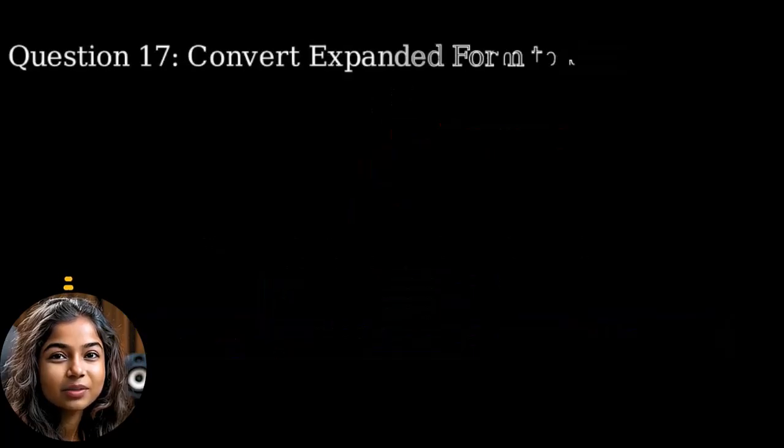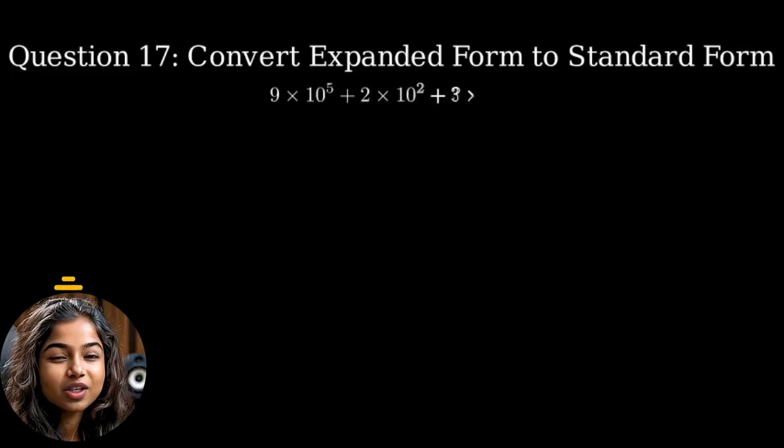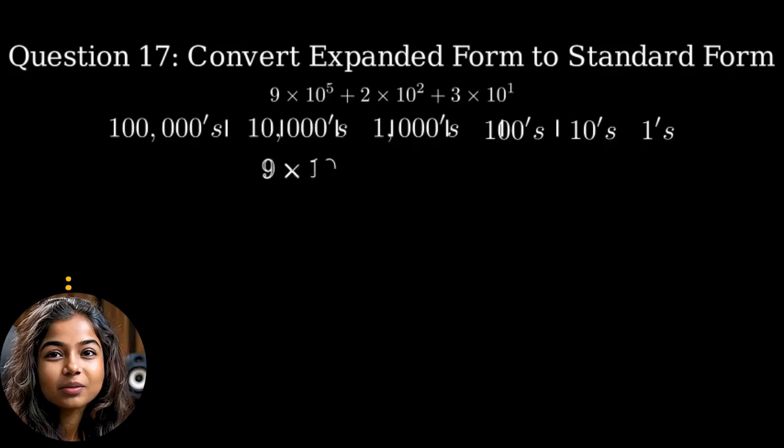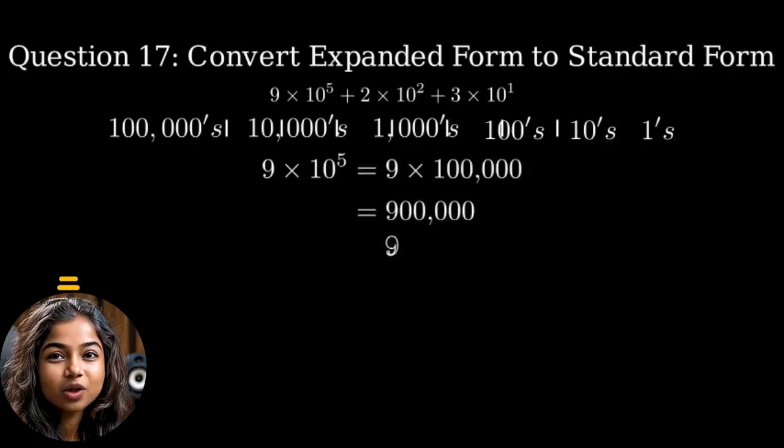Let's solve question 17. Find the number from the expanded form 9 times 10 to the 5th power plus 2 times 10 squared plus 3 times 10 to the 1st power. Let's solve this step by step. First, let's understand what each term means. The first term is 9 times 10 to the 5th power. 10 to the 5th power means 1 followed by 5 zeros, or 100,000. So 9 times 10 to the 5th is 900,000.